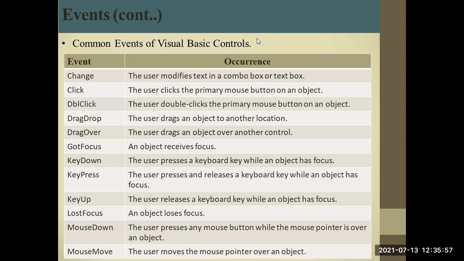Next is Click. Click is performed when the user clicks the primary mouse button on an object. Then we have Drag, Drop, then MouseOver, GotFocus, KeyDown, KeyPress, KeyUp. So all these events are listed, and these event types are very common to most of the controls.